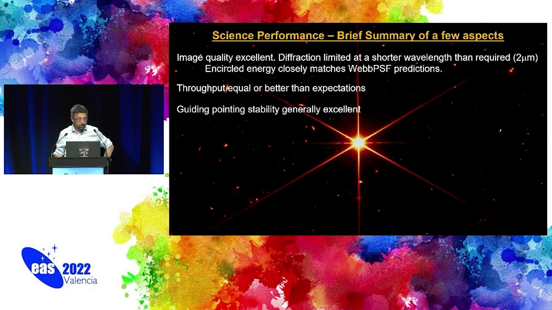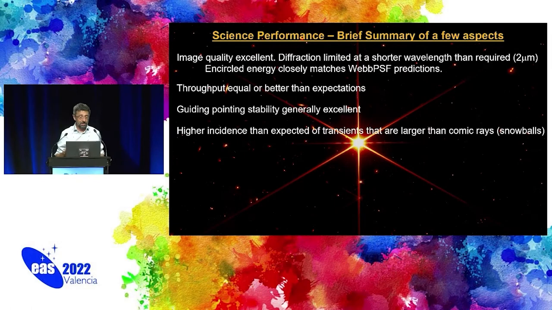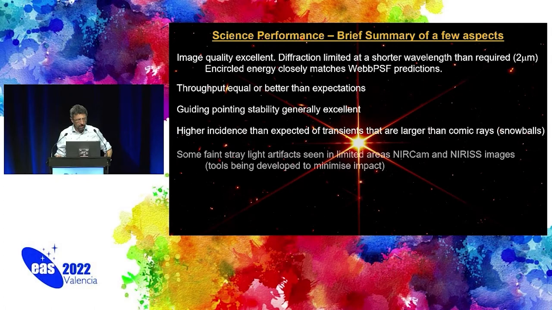There are some nuisances, of course, as you expect from any new facility. There is a high incidence of transients that are larger than cosmic rays, which we call snowballs. However, they affect per second a smaller fraction of pixels than regular cosmic rays. And there are some faint stray light artifacts that are seen in some limited areas of NIRCam and NIRISS.